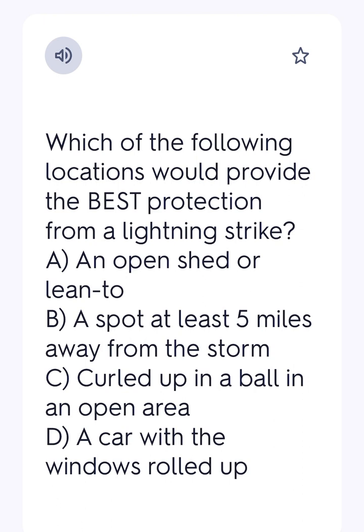Which of the following locations would provide the best protection from a lightning strike? A. An open shed or lean-to. B. A spot at least 5 miles away from the storm. C. Curled up in a ball in an open area. D. A car with the windows rolled up.